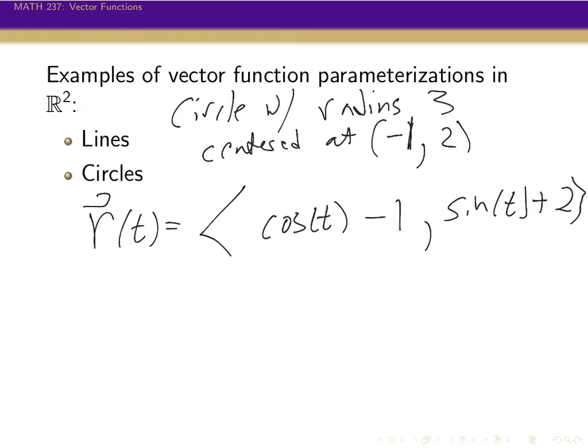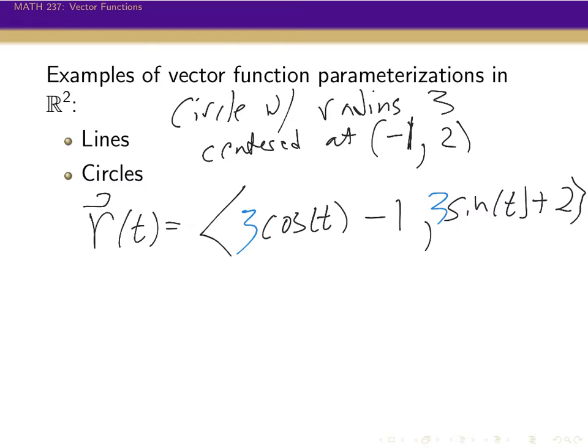I want this sine and cosine to be going 3 out rather than just 1 out. So I'm going to tuck that 3 in to the cosine, turning it from cosine to 3 cosine, and from sine to 3 sine. Now my claim again is that this is going to give me the equation for a circle with radius 3 centered at minus 1, 2. Let me convince you about that.